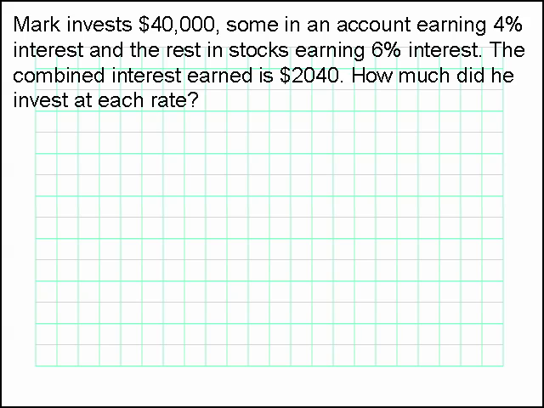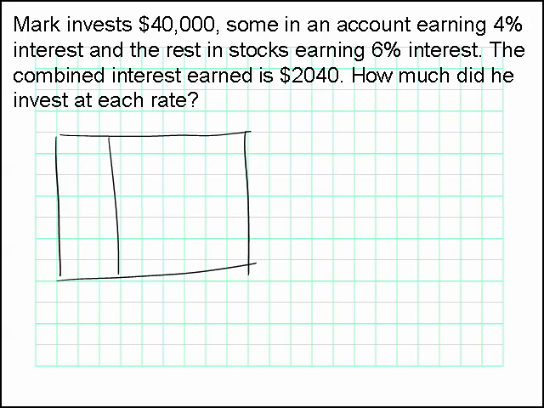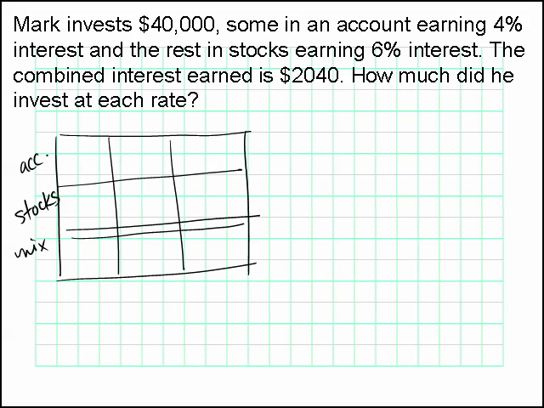So I'm going to do the same sort of chart that I did before. Nine boxes. And on the side here I have an account and I've got stocks. And then down here we have a mixture or a total. Total here is probably more appropriate. Across the top we've got our percentage, which is actually our interest rate. Not number of liters here, we've got number of dollars invested. And then here we have the amount, and this would be the amount of interest in dollars.